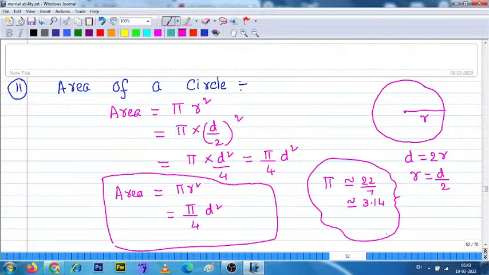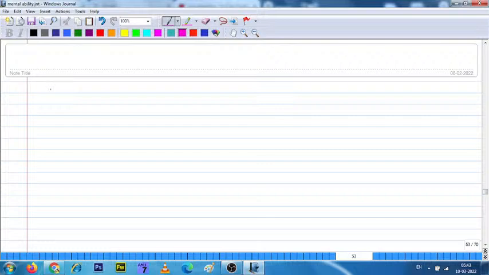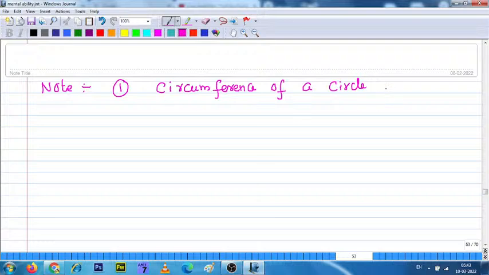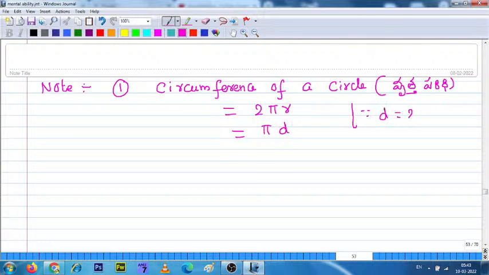Next, note it down: circumference of a circle. దీన్ని పెరిమీటర్ అని కూడా అంటారు. It may be called as a perimeter. వృత్త పరిధి అని కూడా అనొచ్చు. The circumference or boundary is given by the formula 2 pi r, or we can write pi d also, where d is 2 times the radius of the circle.